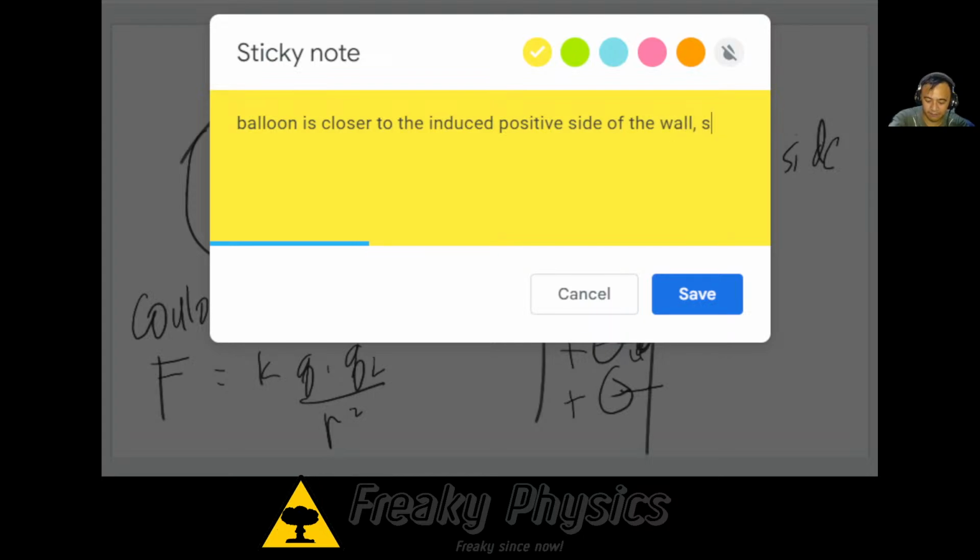So let's just put it here. Then the negative side, right? So what does this do? The overall force on the balloon is going to be attraction. It's going to be repelled by the negative side of the wall and attracted by the positive side of the wall. But because the positive side is closer, the net force on the balloon is attractive, and therefore that balloon is going to move.